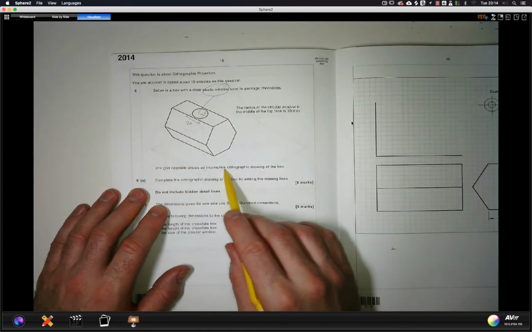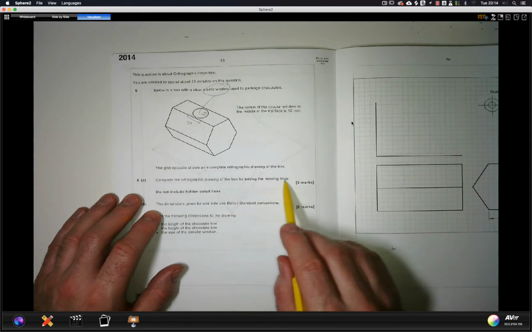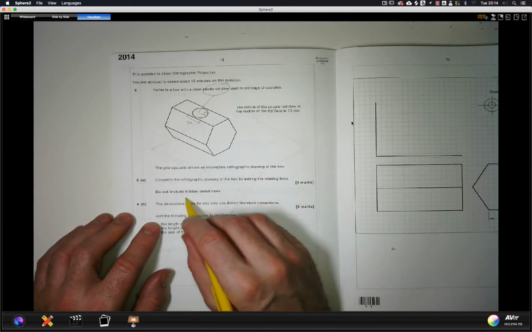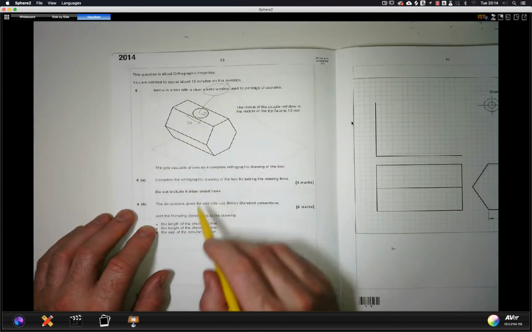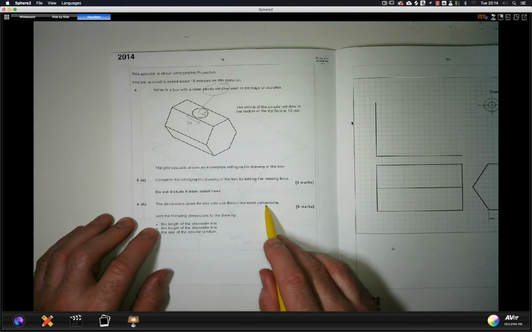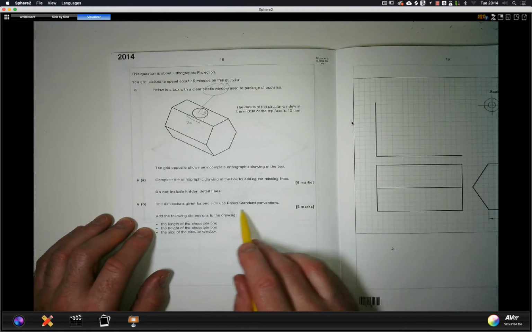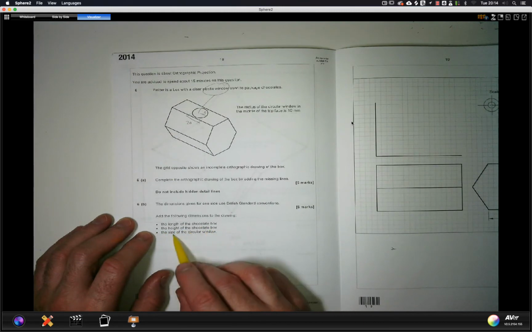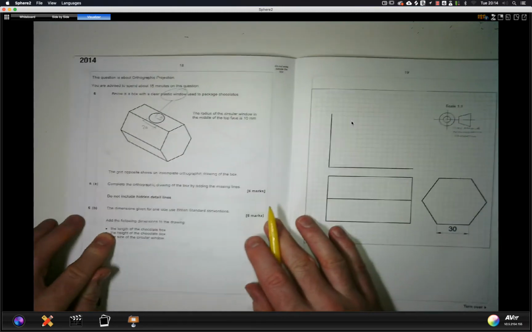The grid opposite shows an incomplete orthographic drawing. Complete the orthographic drawing by drawing the missing lines. Do not include hidden details. Oh, okay. So it doesn't want any hidden details of that, any see-through bits. Dimensions given for one side, use British standards conventions, that's fine. Add the following dimensions to the box: the length of the chocolate box, the height. Okay, right, first of all, let's complete the drawing.